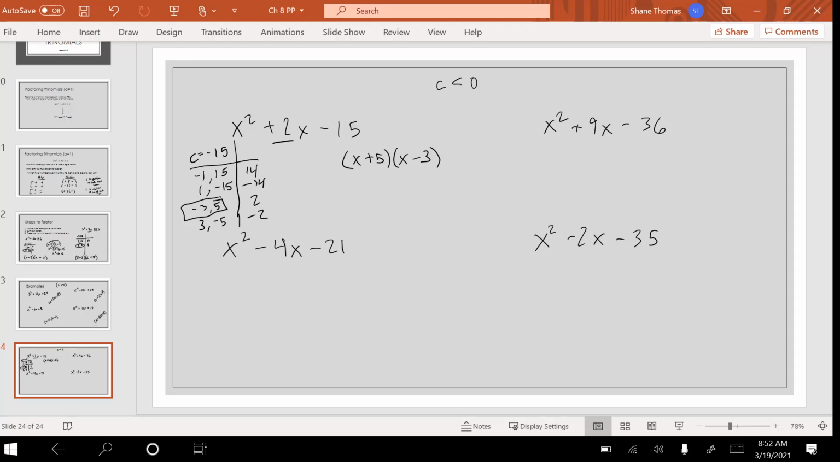Okay? So let's do the next one together, and I'm going to let you do the last two. So I have negative 36 as my C term. What are the factors of 36? 1 and 36. 3 and 21? How about 3 and 12? 4 and 9? Okay. 6 and 6, that'd be another one, right? 2 and 18. Yep. All right.